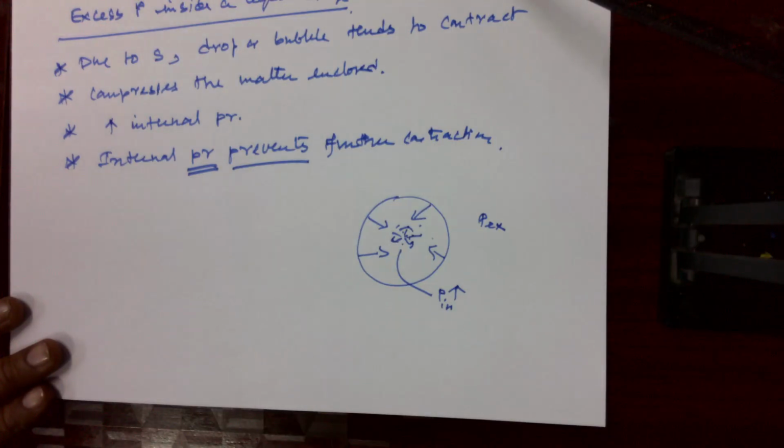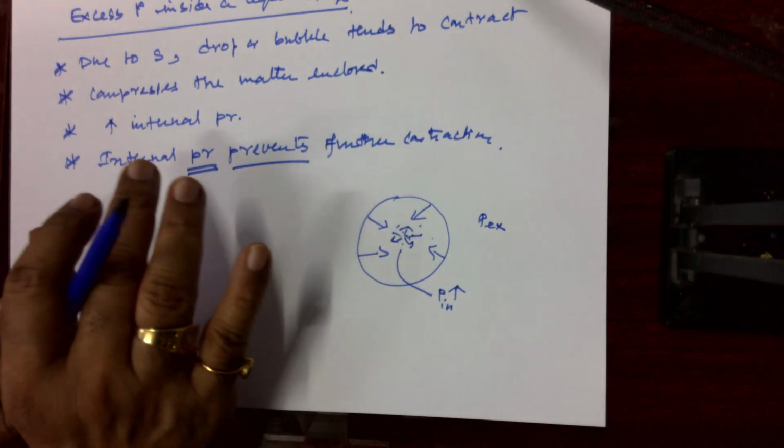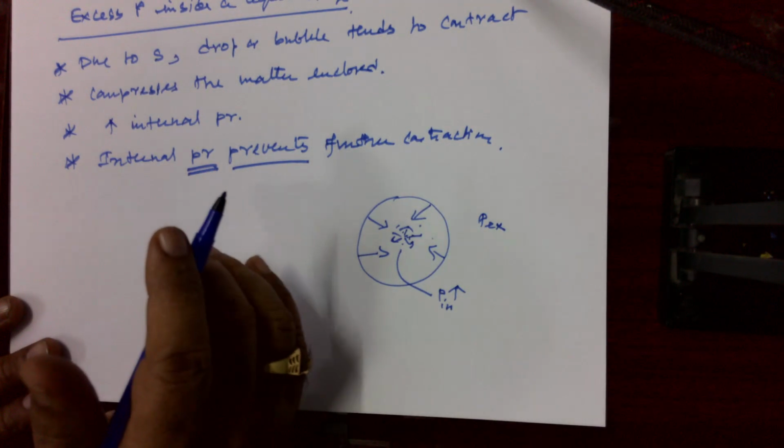Now let me reduce the size of the room to half. There also pressure increases. Do you agree with me? Because of the shrinking of size. And that is why the internal pressure is greater than that of the external one. So there is a setup of equilibrium here.